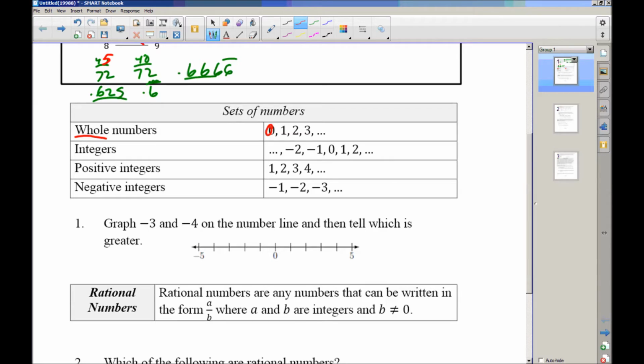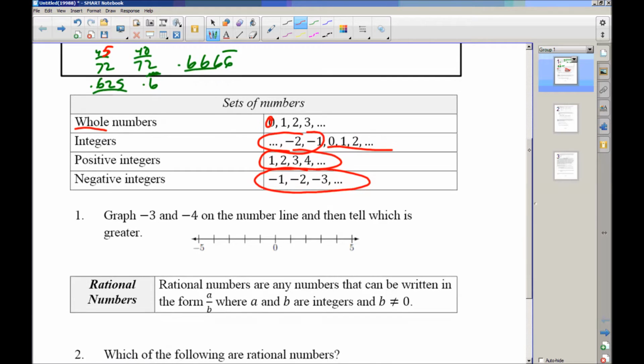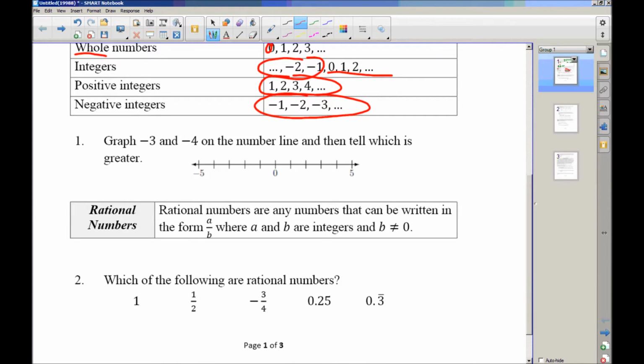Okay. Then we have the integers. The integers are the whole numbers and their opposites. So it goes on forever in two directions. Still no fractions or decimal parts. Then we have the positive integers, which are, of course, 1, 2, 3, 4. Notice we leave out 0. 0 is not a positive number. And we have the negative integers, -1, -2, -3, -4, and so forth. Okay. So in this set, notice there are no decimals or fractions yet. Everything is going to end up perfect with a decimal point of 0.0.